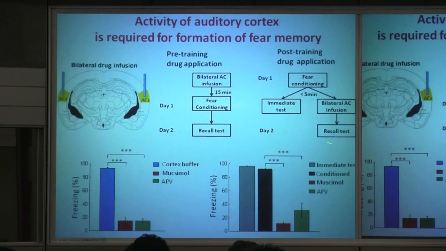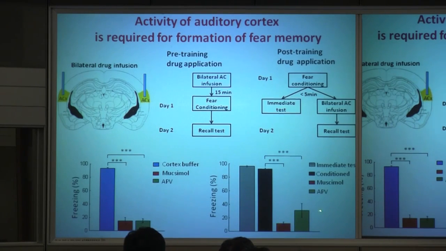So the parallel experiment would be to apply these drugs after you have fear conditioning. After the animal has already learned the trick that produces very high freezing, then you put the drugs in. You silence the cortex. You ask, right after the conditioning, is the activity in the cortex still required? Is the plasticity, LTP, still required? The answer is yes, completely.